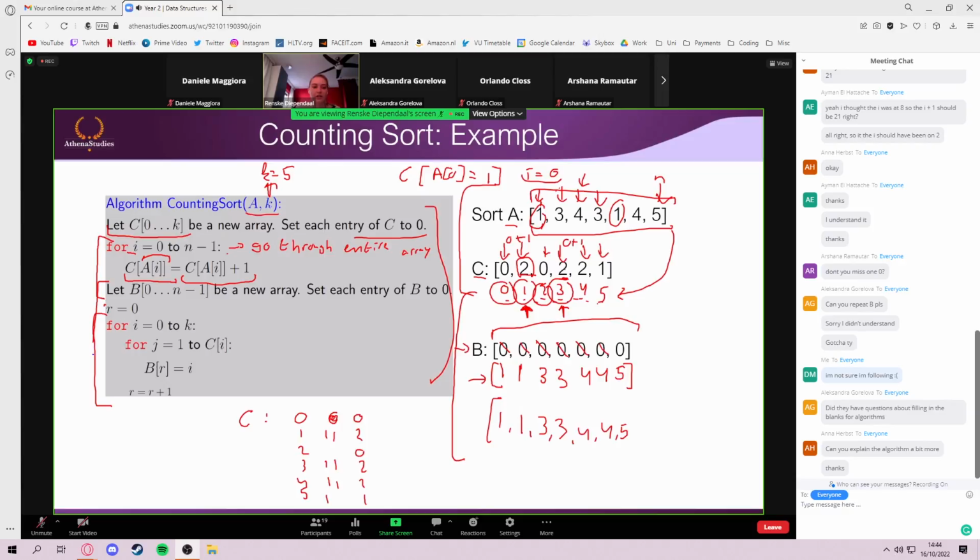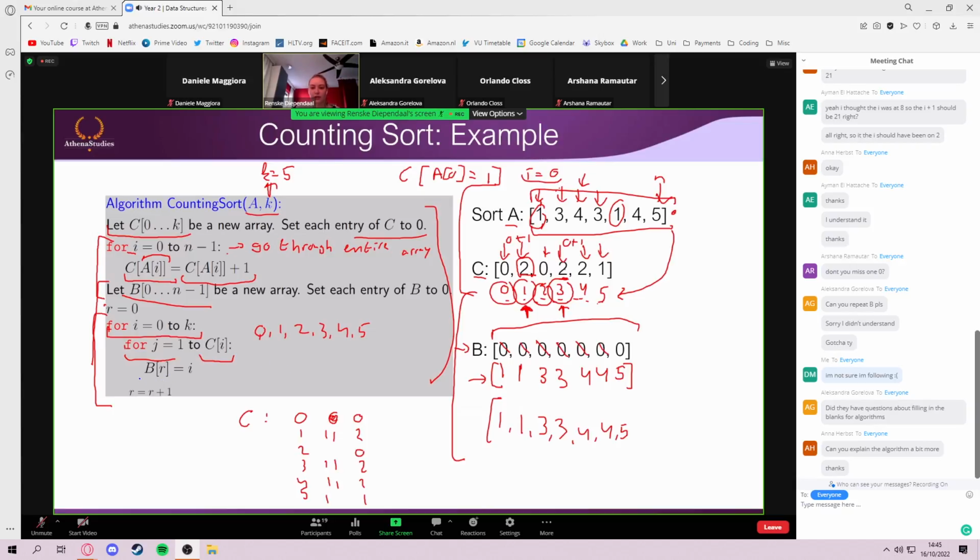And then you move on to this next part. So we let B be this new array. And B is going to be just as long as the original array because it's just going to be all these numbers but sorted. So you start them at 0 as well. And then another for loop for i is equal to 0 to k. So that's going to be 1, 2, 3, 4, and 5. And then for j is equal to 1 to C of i.